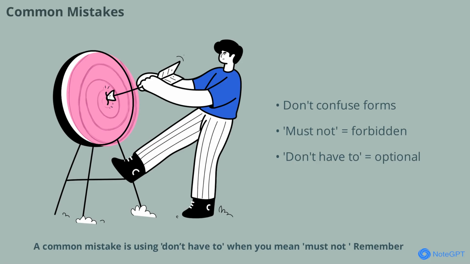A common mistake is using don't have to when you mean must not. Remember, don't have to means you can do it if you want, but it's not necessary. If you want to say something is not allowed, use must not. For example, you must not enter means entry is forbidden, while you don't have to enter means it's your choice.